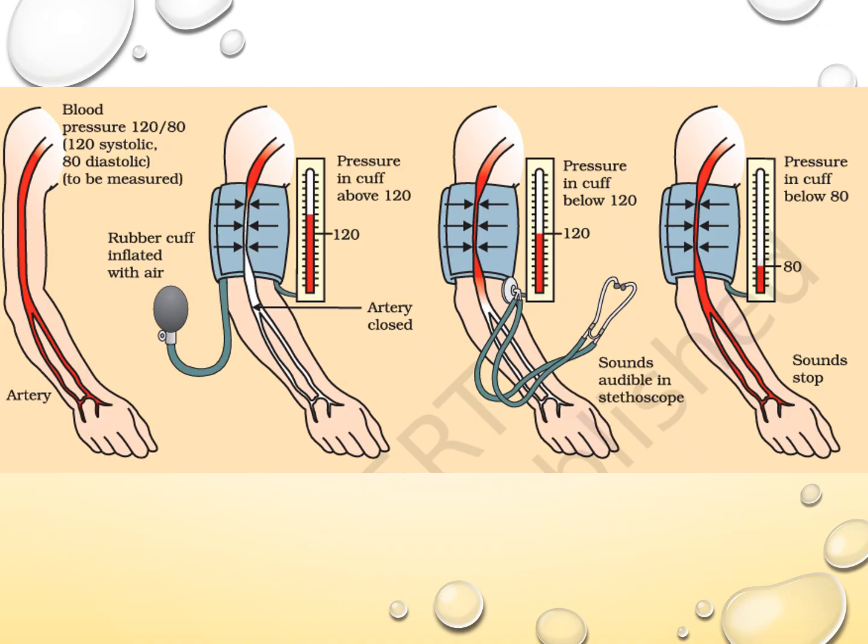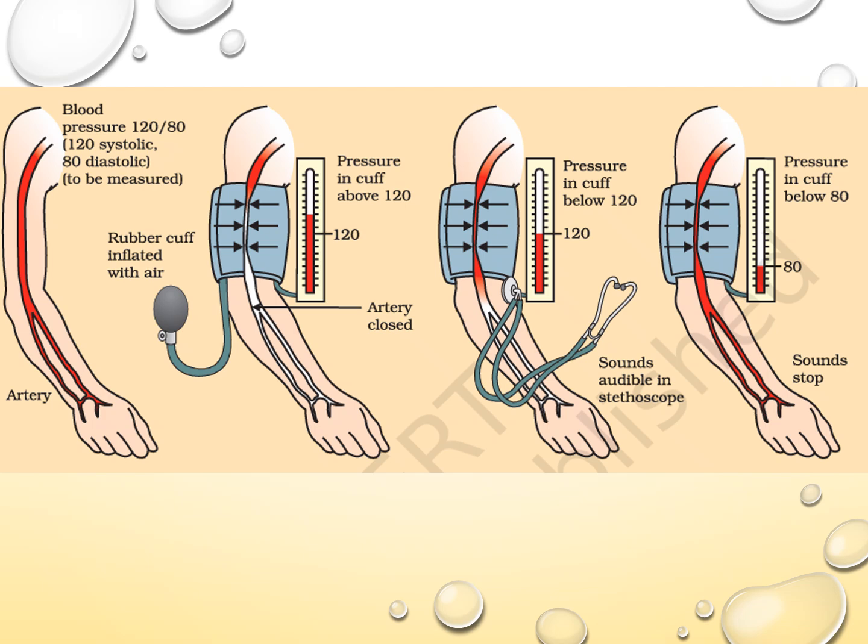Now we have blood pressure. So what is blood pressure? It is the pressure with which the blood flows in the blood vessels and the pressure with which it strikes the walls of the blood vessels. This is a very important measurement for cardiovascular health.